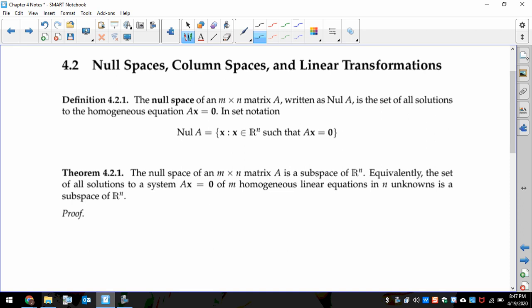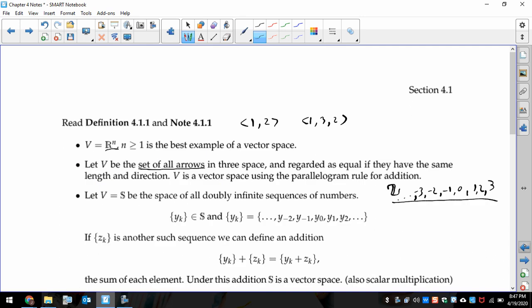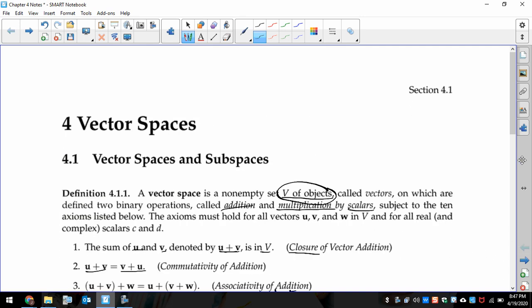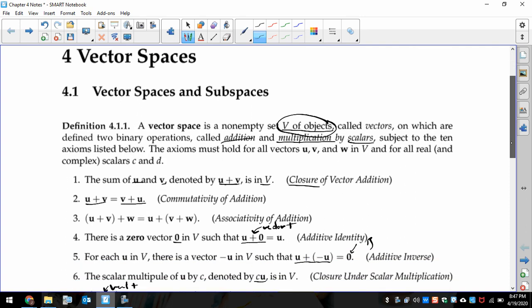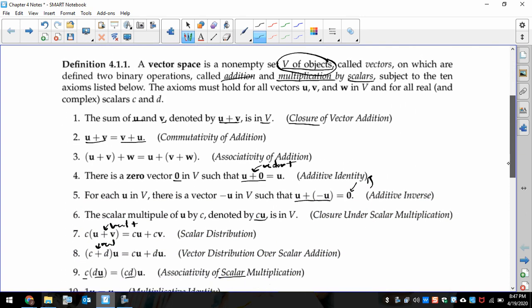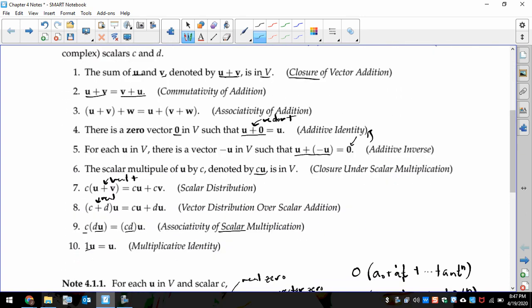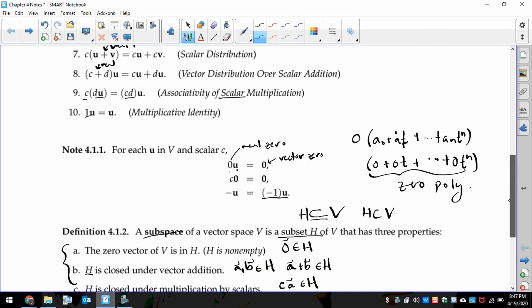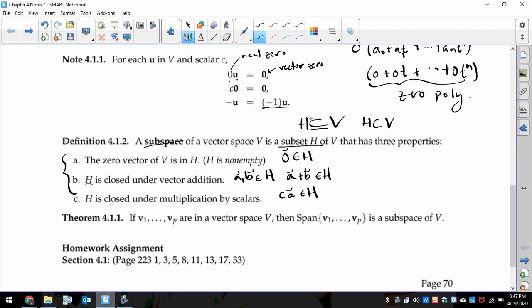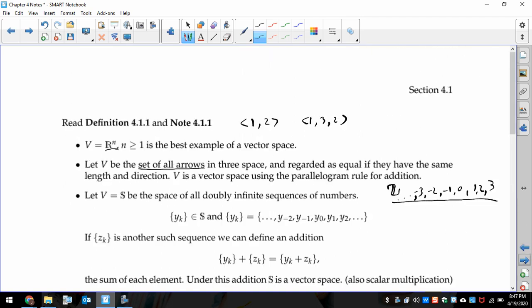But just real quick, let's refresh our memory of what we learned last time. We were introduced to vector spaces. Vector spaces are just sets of objects, and we call those objects vectors, that obey these 10 properties. We talked about what a subspace is, and we use this subset notation, a little less than or equal to, for the subspace notation.